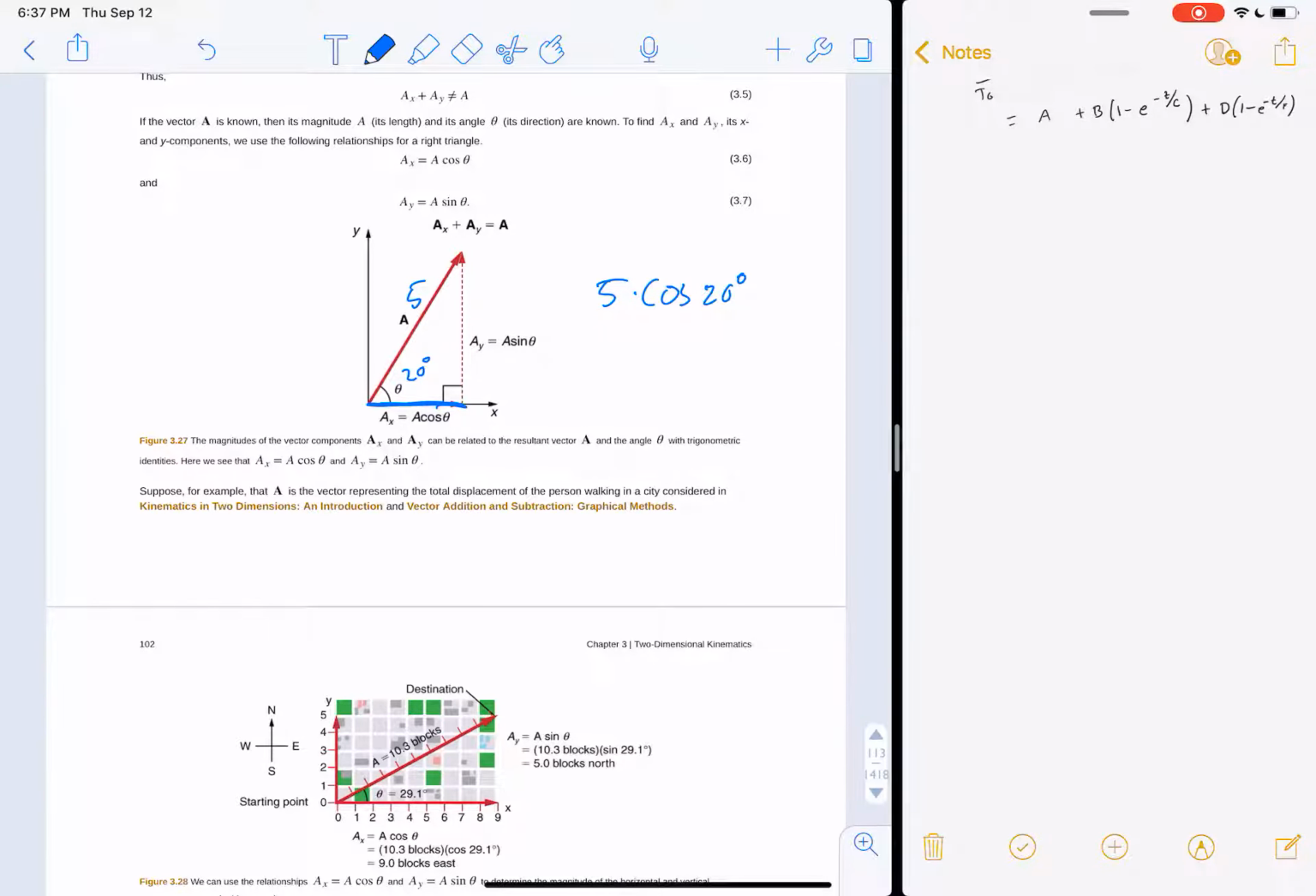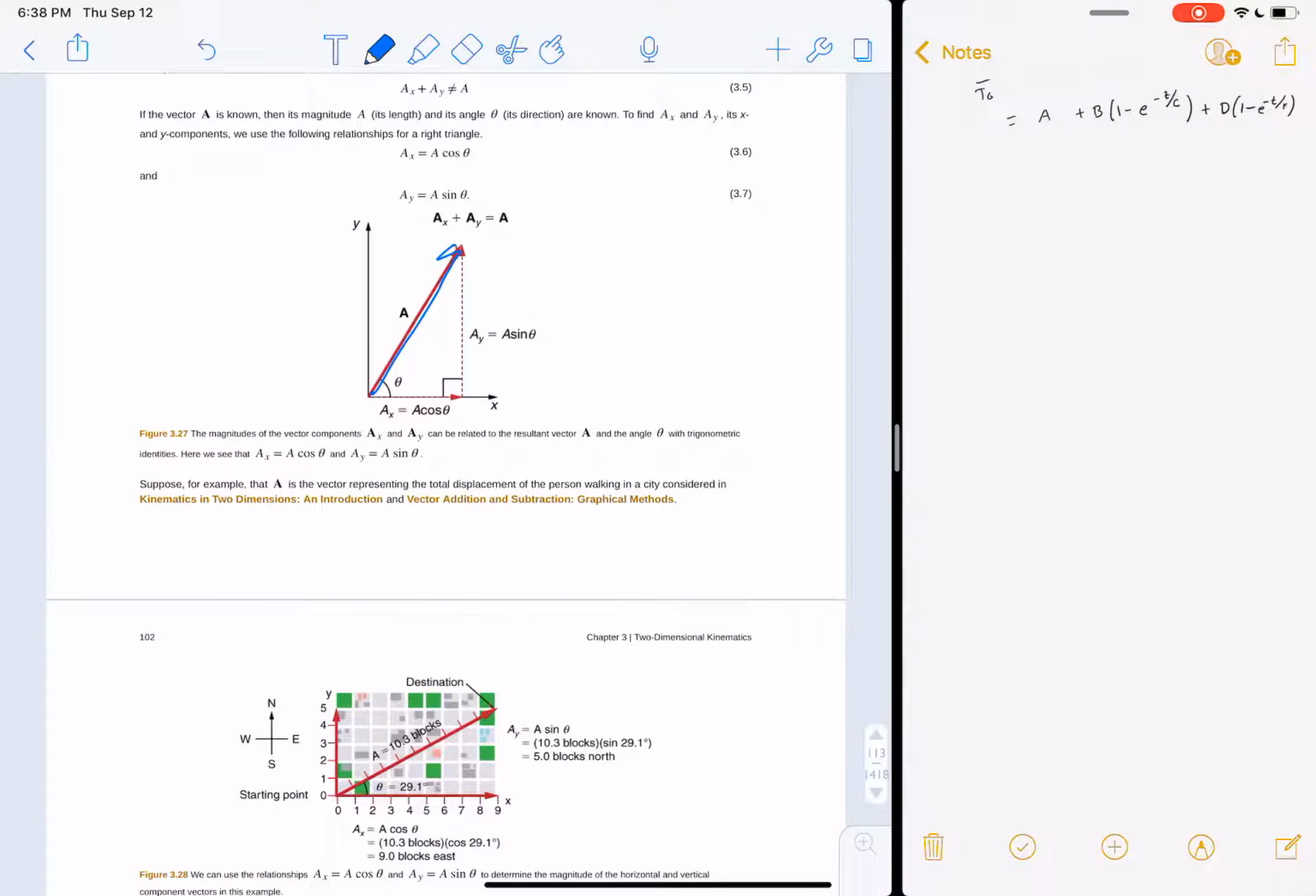So I got 4.7. So that means the side of this triangle is 4.7. Obviously this is not 20 degrees, this is more like 50 degrees. So if we do 50 degrees, cosine of 50 times 5, then I get 3.2, this side of the triangle. And so then you could solve for the other side. You could either use sine to do that, or you could do 5 squared minus 3 squared would equal the other side squared. Okay, so hopefully you see that you can break a vector up into x and y components.